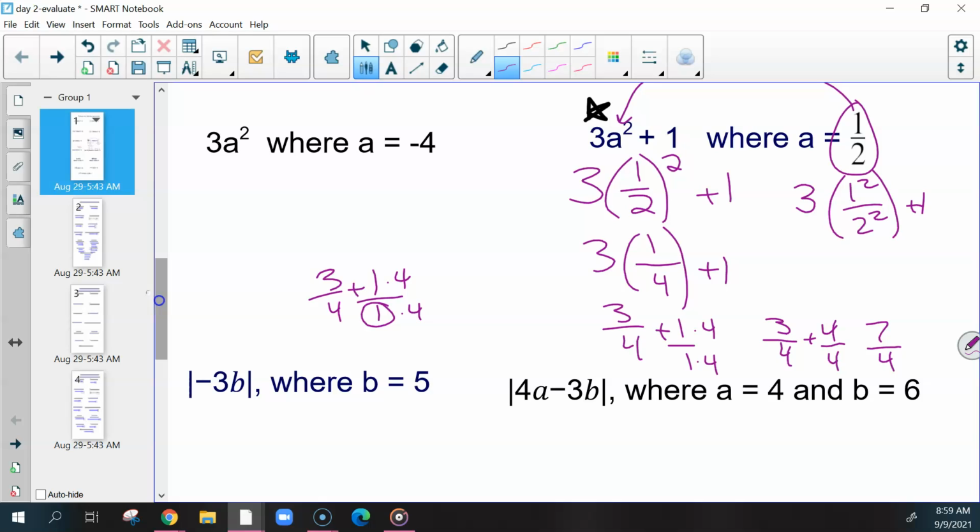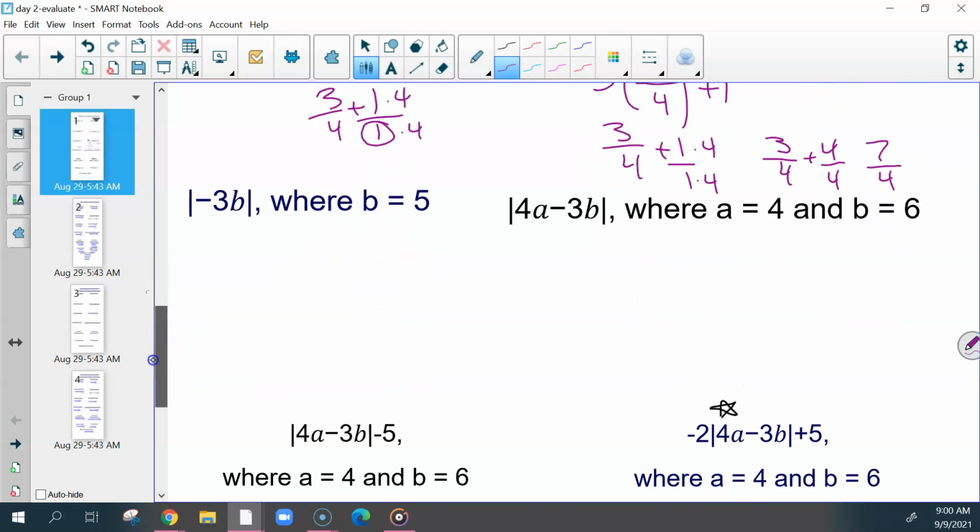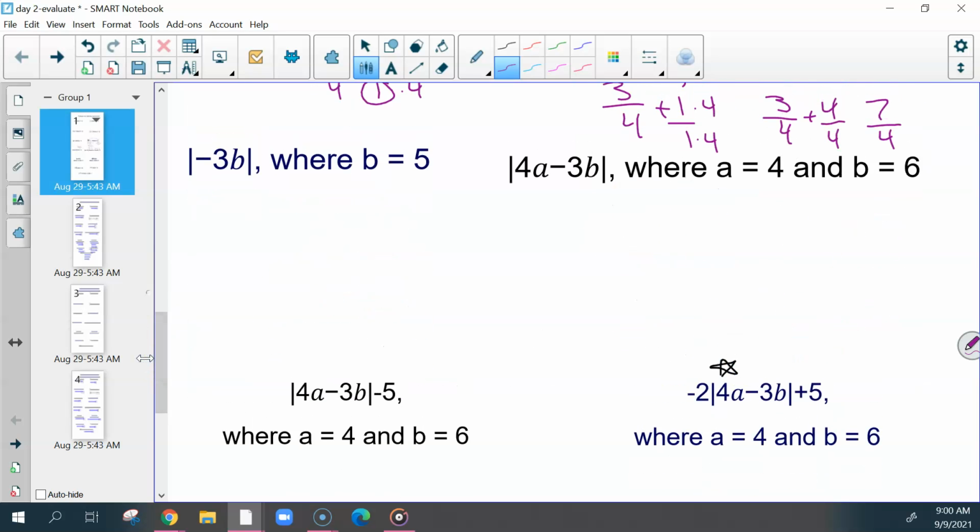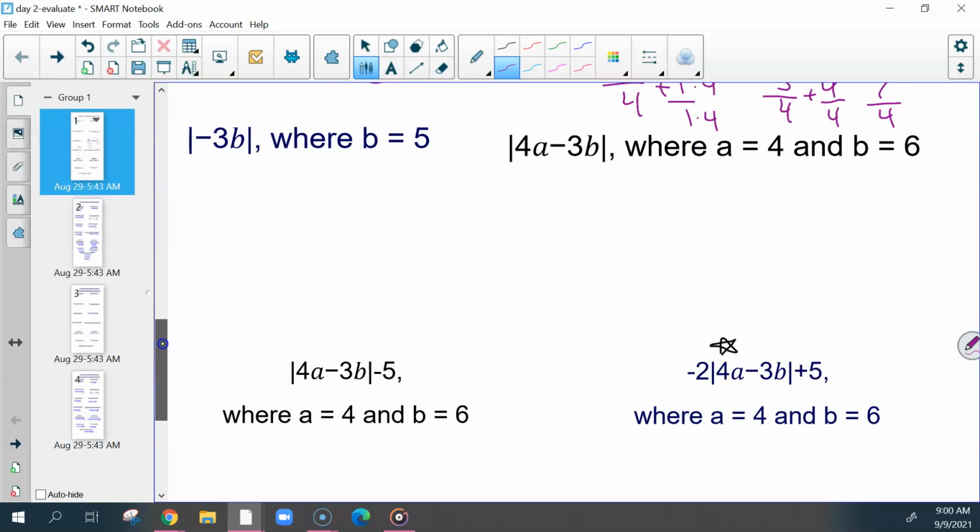This is really a squared times 3. It's not 3 squared and a squared. If they were both in parentheses, then it would be. I believe we touched on this one. I'm going to skip this one, jump down to this one.